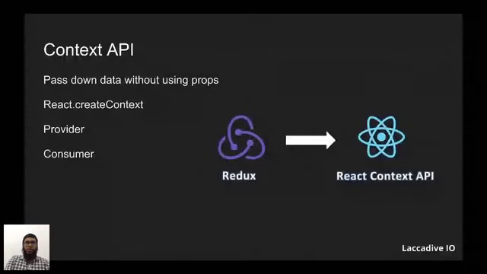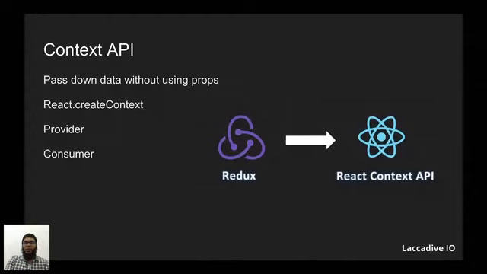So I will be using the Context API, React's new API, which was released in React 16.3. With that, you can pass down data without using props. Context has a central state, so you can use the central state in multiple screens or components. And it has 3 different APIs.